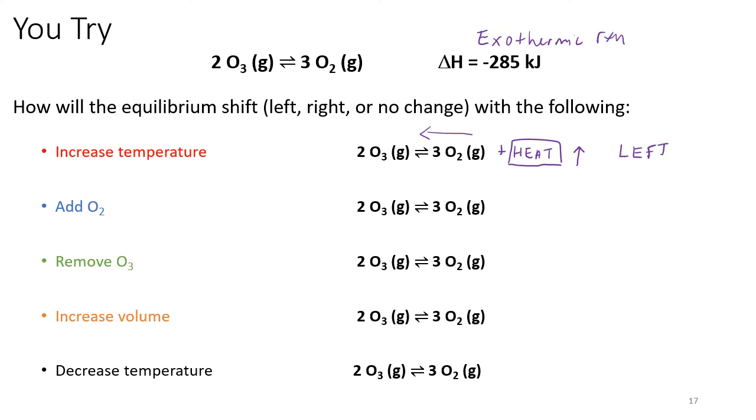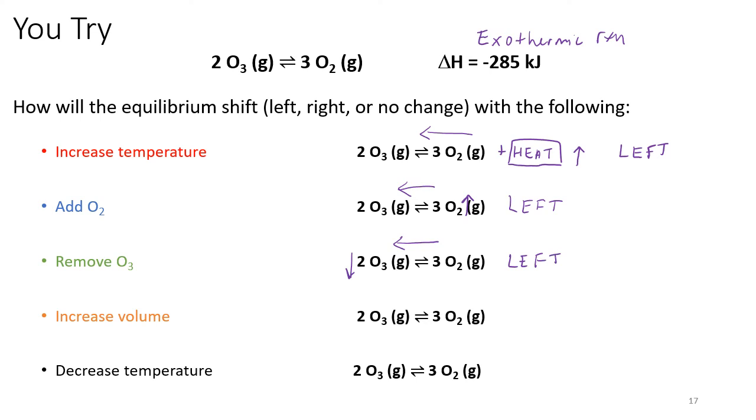Adding O2, if we add oxygen, which is a product in this one, we're going to shift away and use up that excess oxygen and form more O3, which is ozone. So we'll shift to the left. If we remove O3, take it away, reduce the amount of ozone present, the equilibrium will adjust and replenish what was lost, so it'll shift towards the removal. So we'll shift towards the ozone, which is to the left, or the reactant side.